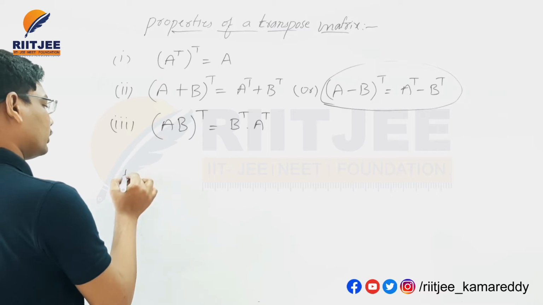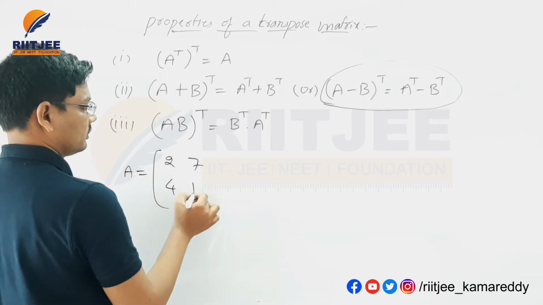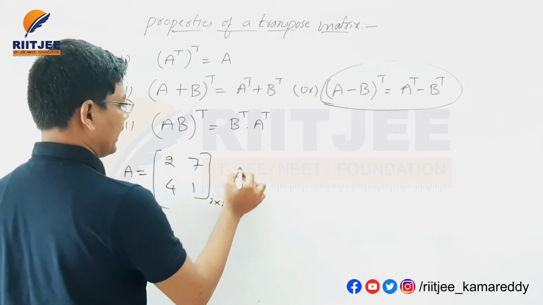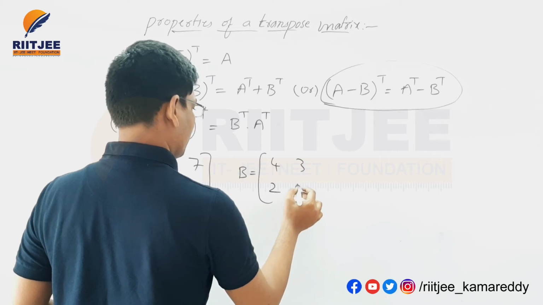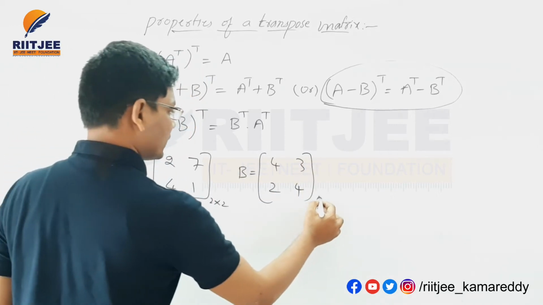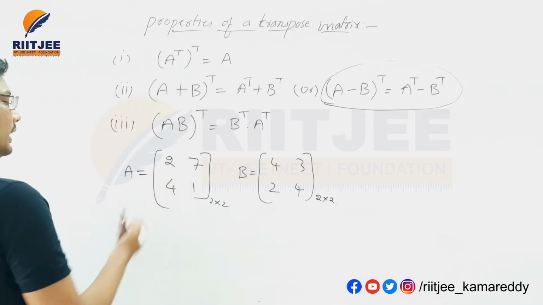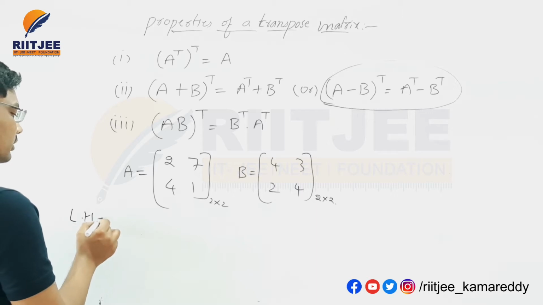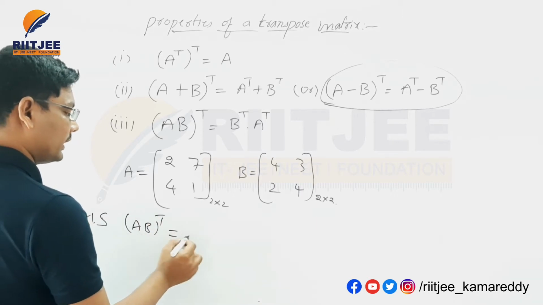I am taking again a 2 by 2 matrix, simply A is equal to 2 7 4 1, 2 by 2, and B is equal to 4 3 2 4. This is also a 2 by 2 matrix. First we need to multiply A into B. LHS I am taking here. LHS is equal to AB whole transpose. So first we need to find AB.